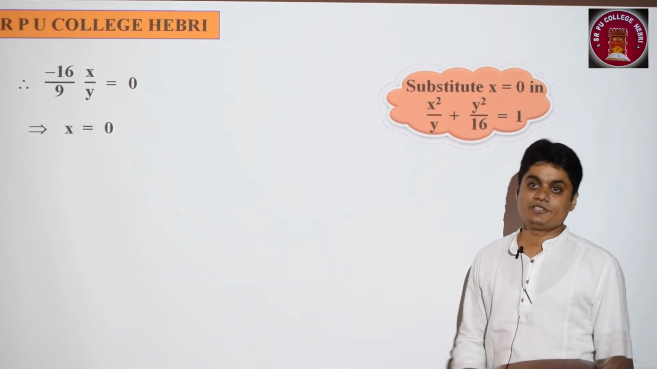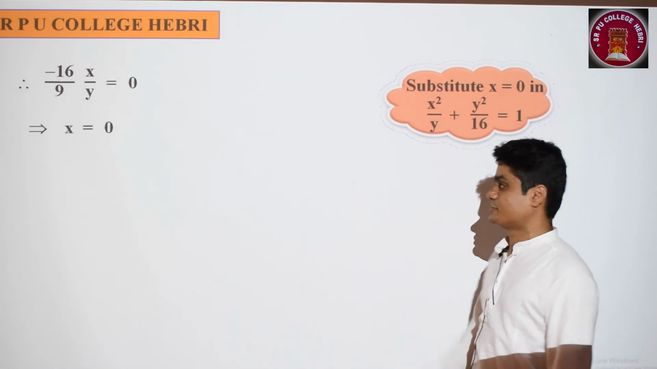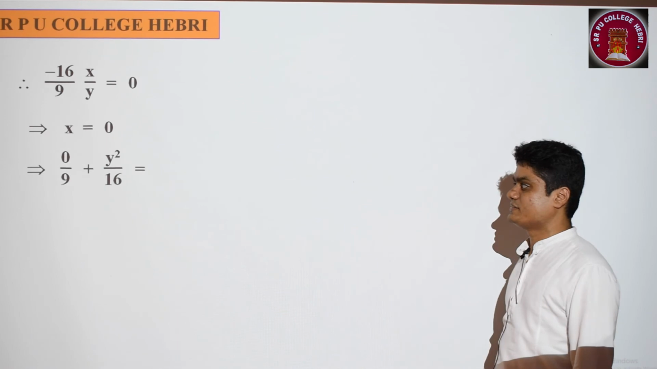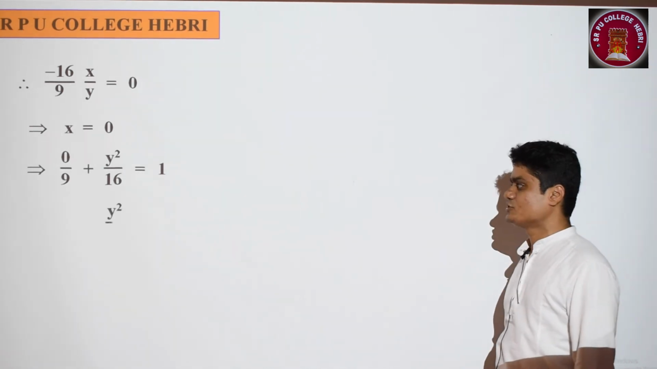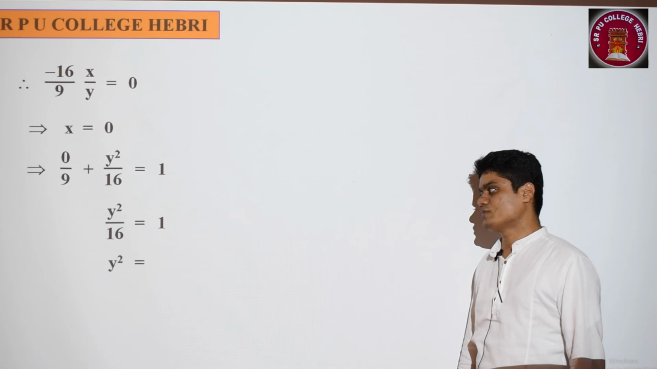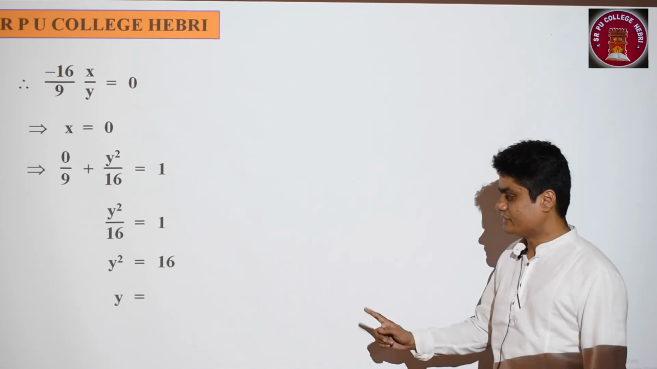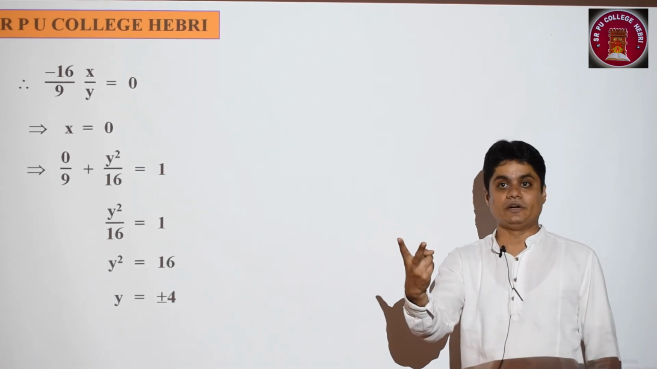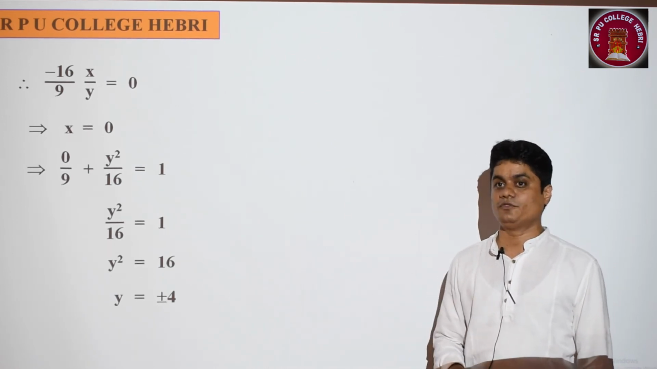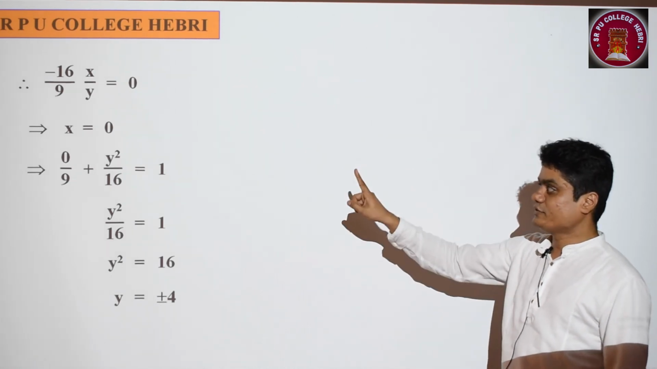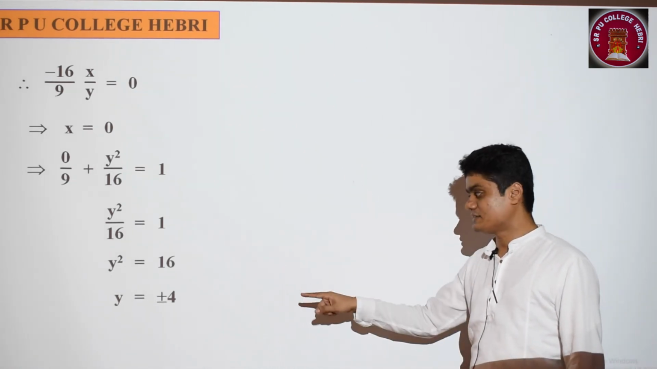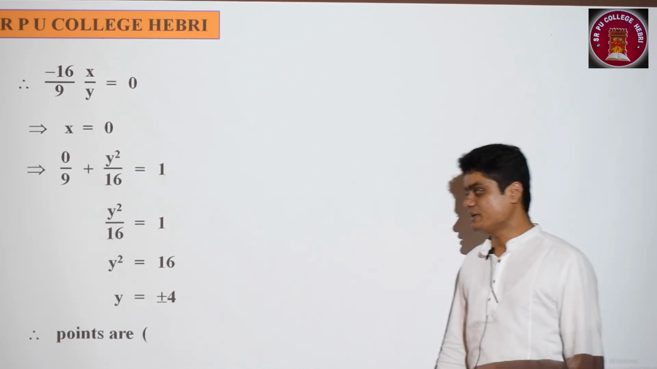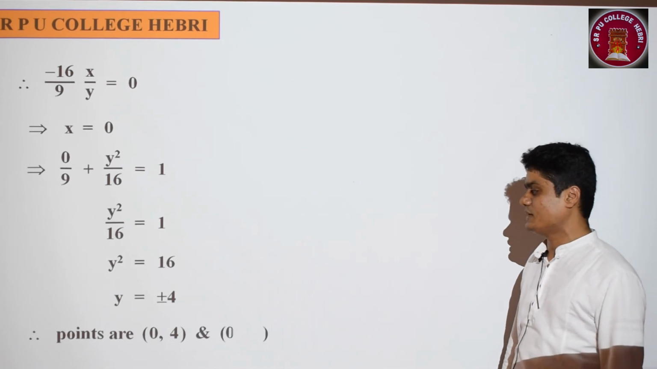Now substitute this value of x is equal to 0 in this expression. Check what you get: 0 by 9 plus y square by 16 equal to 1. The first term will be 0, so y square by 16 is equal to 1. So y square is equal to 16. So what is y? y will be equal to plus or minus 4. Here one value of x, two values for y. Usually you will get two values for x, one value for y, but here it is a little different. The x value is single, but the y values are double, plus as well as minus. So we record only the points. Which are the points? The points are 0, 4 and 0, minus 4.